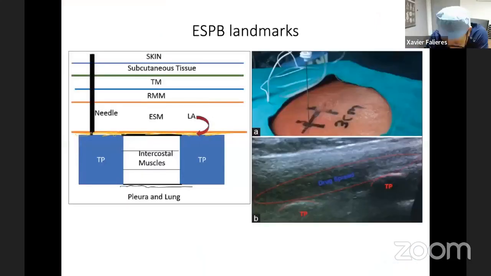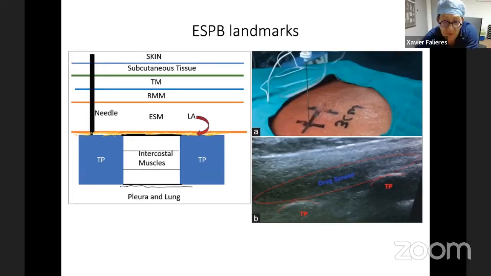Off landmarks, it's also possible. There are some Indian teams who published about it. They gave it off landmarks, and then they took the probe, and you can see that the diffusion is as good as with an ultrasound machine. So you have here the spine, 3 centimeters medially. You introduce the needle perpendicularly to the skin, and then you will have bone contact. Then you stop and you inject 20 to 30 milliliters, and you will have a good block.